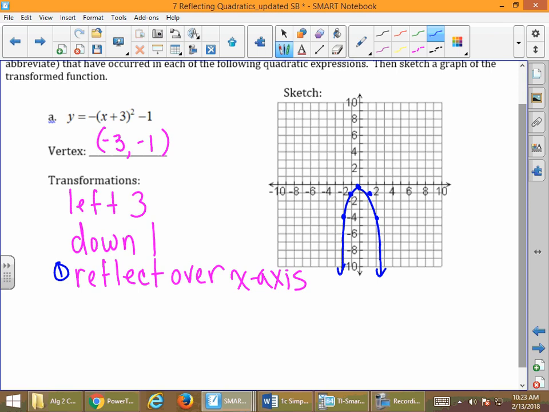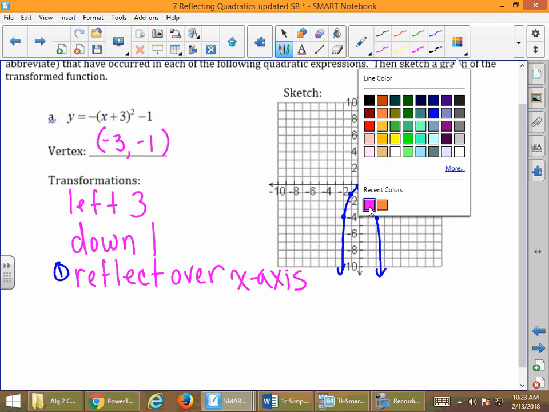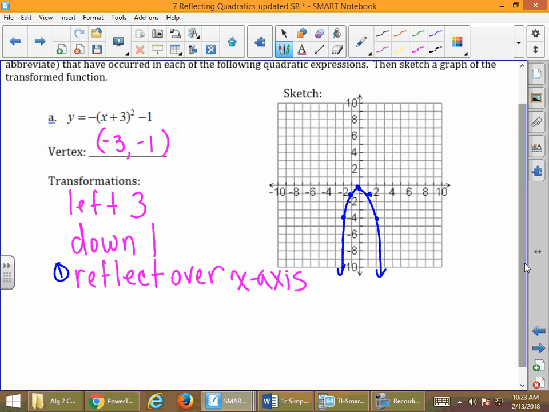But we have more than that now. We've got our other transformations that we've talked about. So that's just the reflection. But now that we've got the reflection, let's move that graph left 3 and down 1. So moving our vertex, left 3 spaces, down 1. And that means that all of the points on our quadratic are going to move left 3 and down 1.